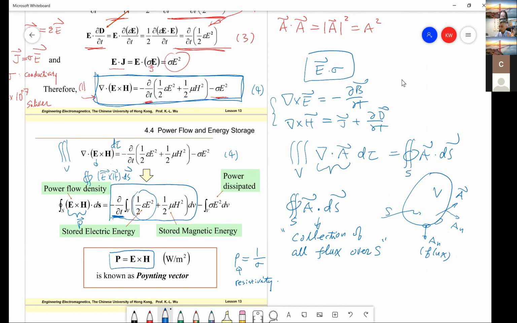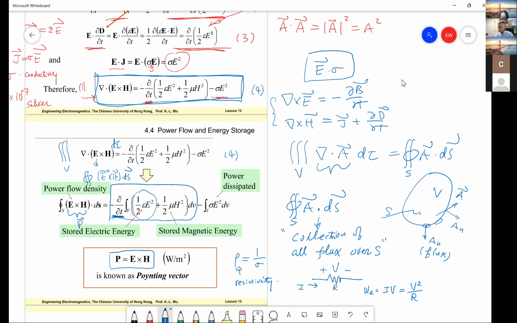Of course, if we study Ohm's law, voltage equals R times current, so the consumed energy is R times I squared, or V squared over R. Since I equals V over R, the energy consumed is positive.